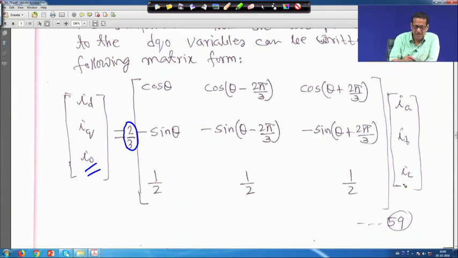If you take KD equal to KQ equal to 2/3, ID will be 2/3 cos theta IA plus cos theta minus 2 pi by 3 IB plus cos theta plus 2 pi by 3 IC. Similarly for IQ. The half is taken in the third row because 2/3 into half of IA plus IB plus IC basically becomes 1/3 (IA plus IB plus IC), which is nothing but I0. This is equation 59.